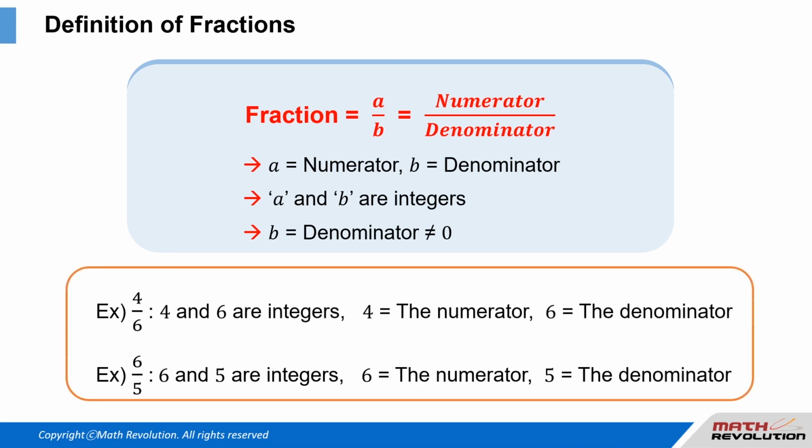For example, 4 over 6. Here 4 and 6 are integers. 4 is the numerator and 6 is the denominator. 6 over 5. Here 6 and 5 are integers. 6 is the numerator and 5 is the denominator.